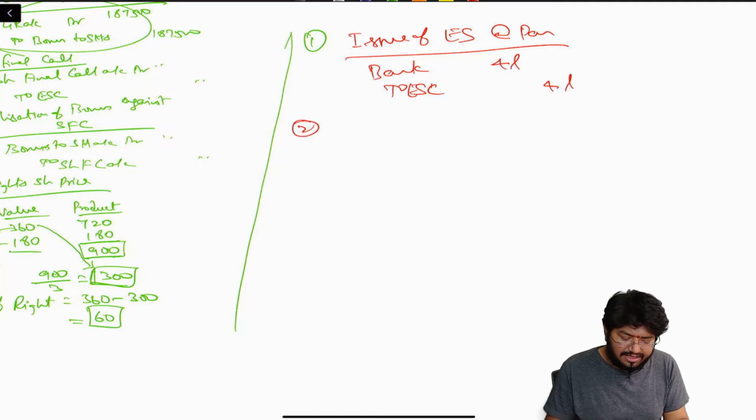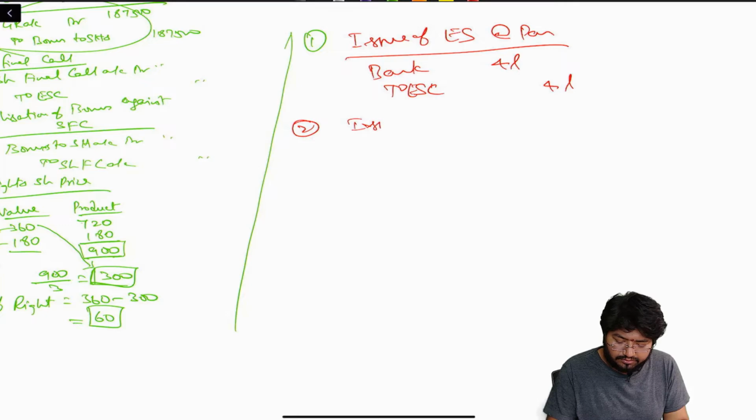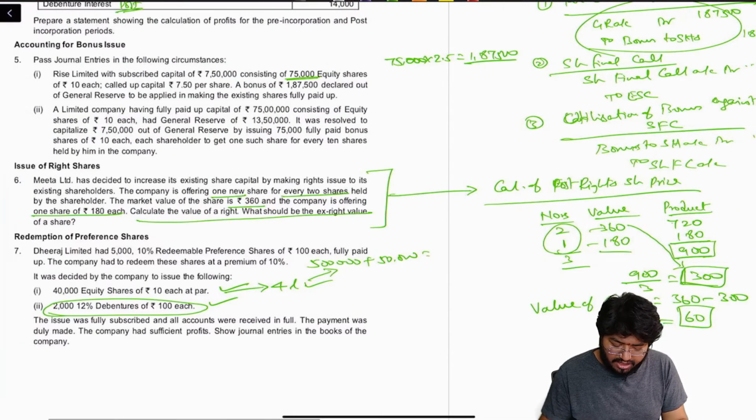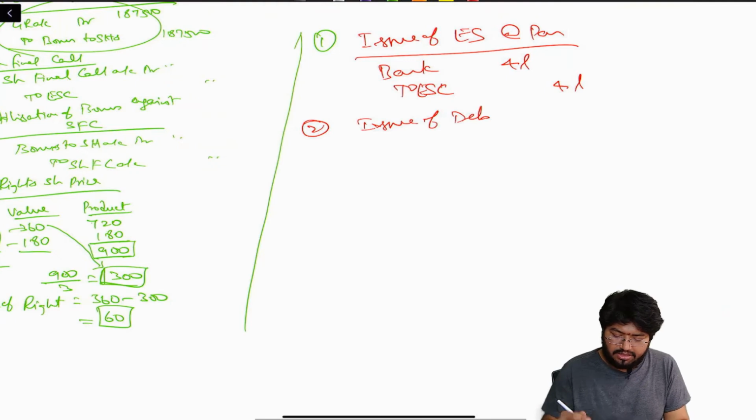Second transaction is you are issuing debentures also. So debentures, how are you issuing? Is that at par or not? Yes, 12% debentures of 100 each. So this entry would be bank account debit to 12% debentures.